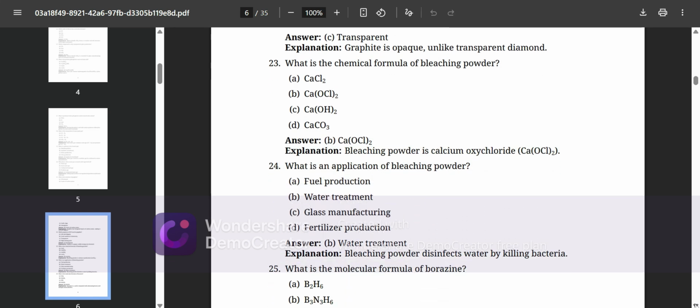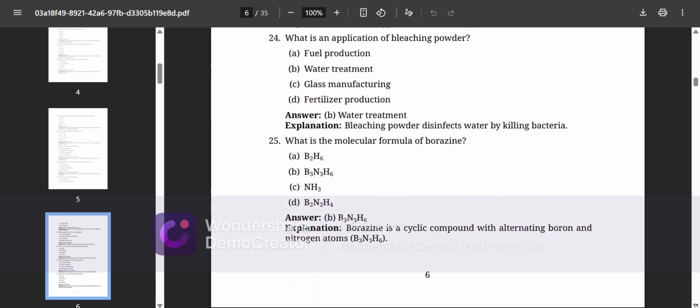What is the chemical formula of bleaching powder? CaOCl2. Bleaching powder is calcium oxychloride, CaOCl2. What is an application of bleaching powder? Water treatment. Bleaching powder disinfects water by killing bacteria.